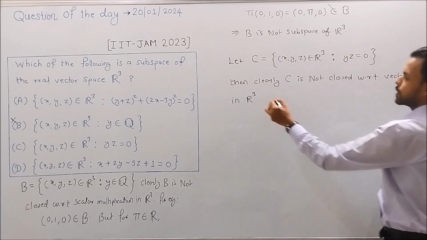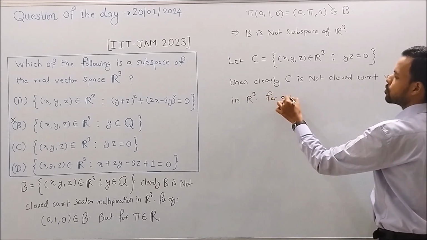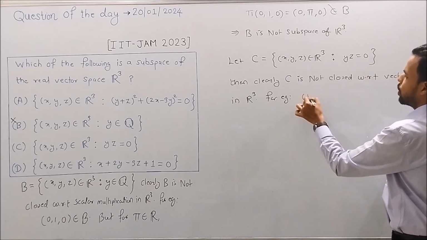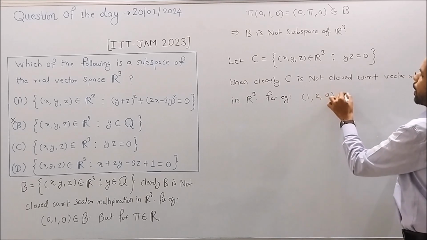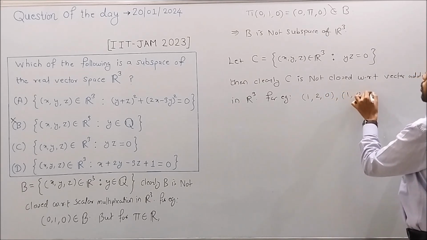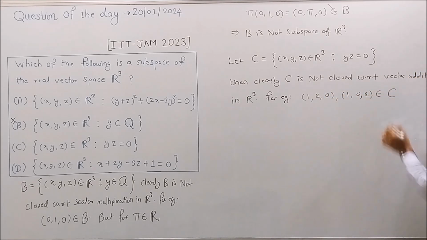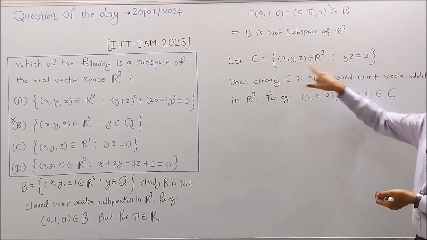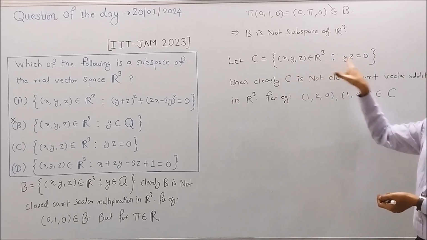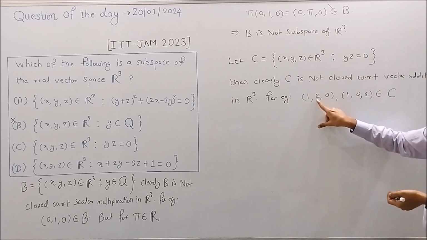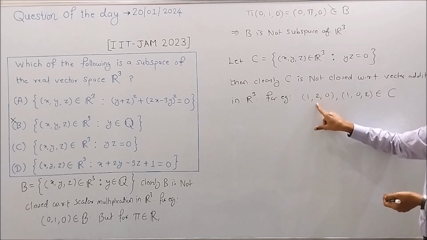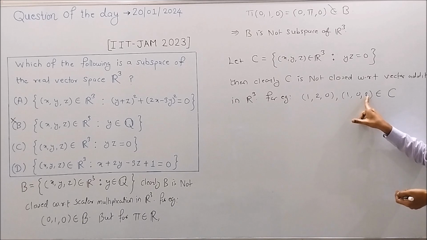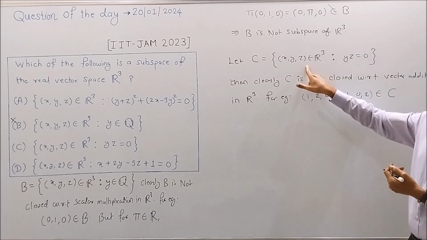To see this, for example, (1, 2, 0) and (1, 0, 2) both belong to C. Why? Because for an ordered triplet to be in C, we must have the product of the second and third coordinate equal to 0. Here the product of the second and third coordinate is 0, so this ordered triplet belongs to C. Similarly for this, the product of the second and third coordinate is 0, so this triplet belongs to C.